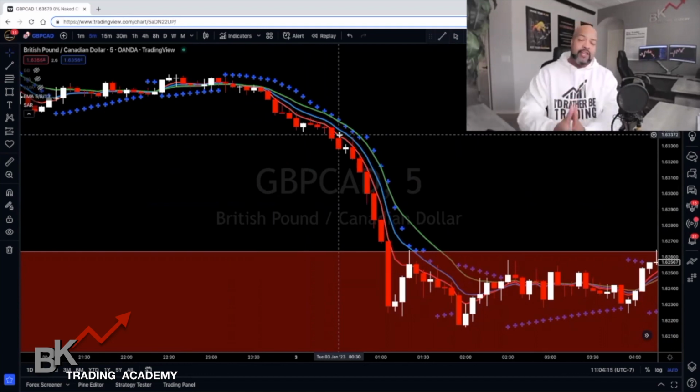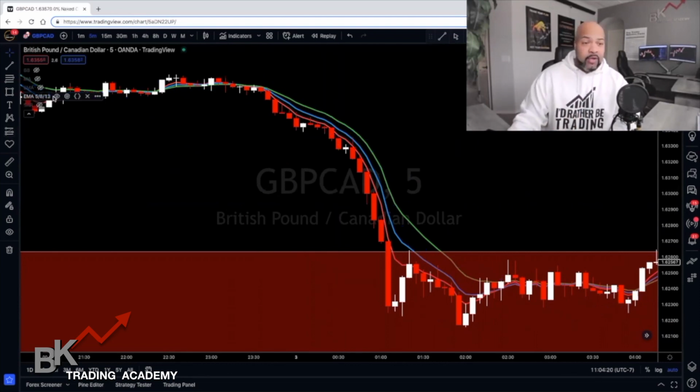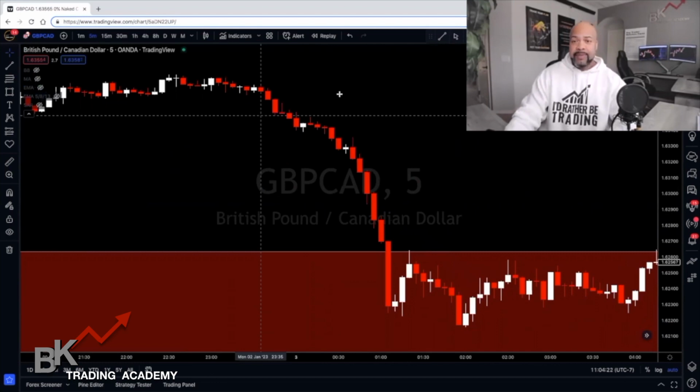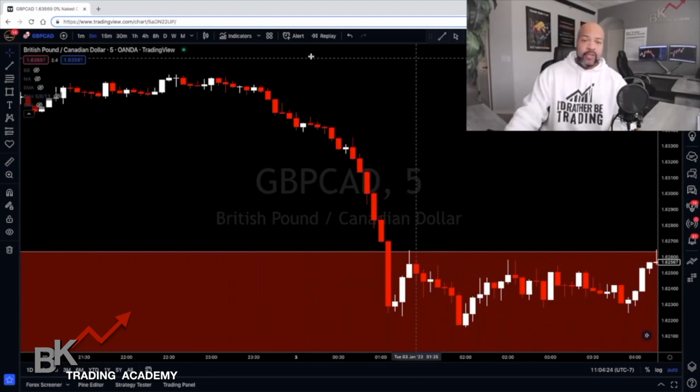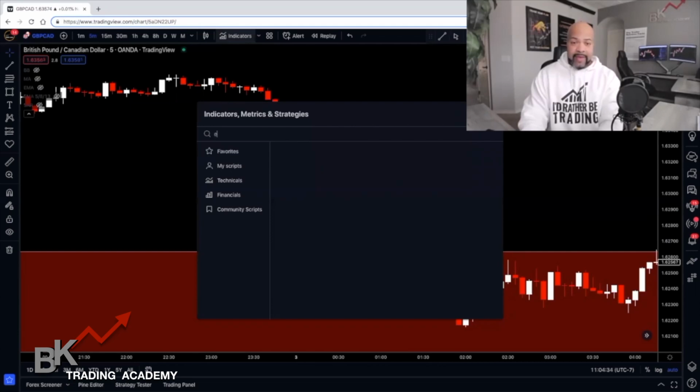You can put this in your trading strategy right now. So let me show you how to do this here, guys. So I'm going to close this out here to clean it up a bit. So what you first want to do is go to your indicators in TradingView or any other platform you're in. And then you want to go ahead and type in EMA.